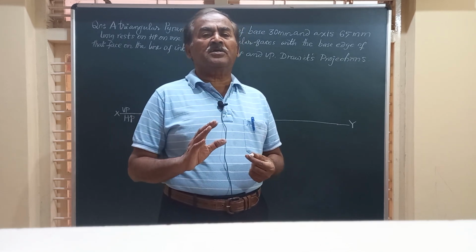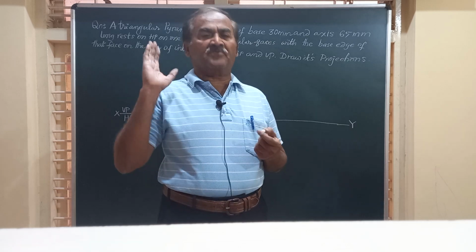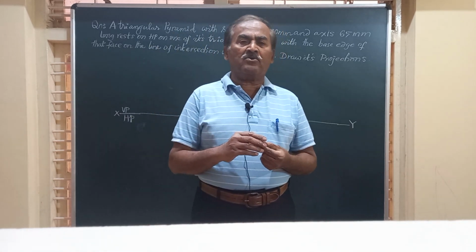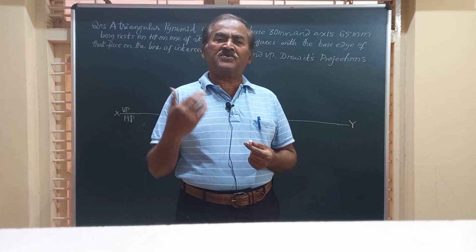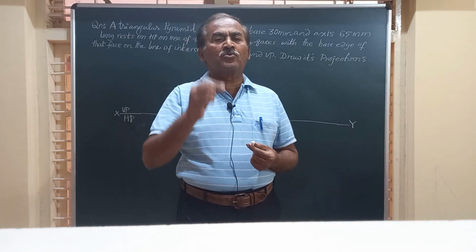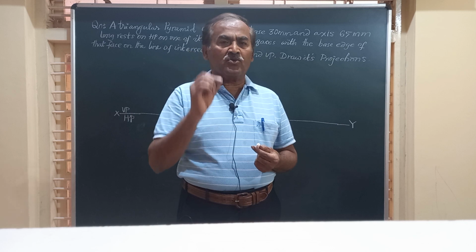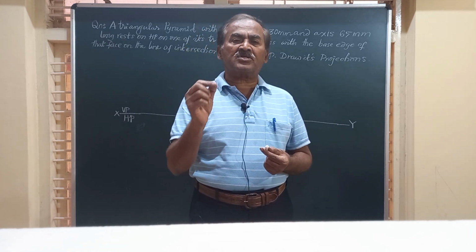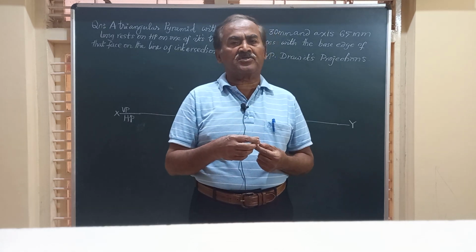In today's video, we are going to learn about the projection of a triangular pyramid which is resting on HP on one of its triangular faces. Friends, a triangular pyramid will have a triangular base of the given side and it will have the vertex which we call as O dash, and there are three isosceles triangles on its lateral surface.